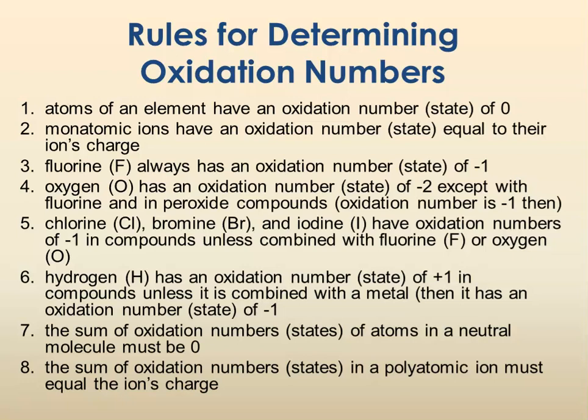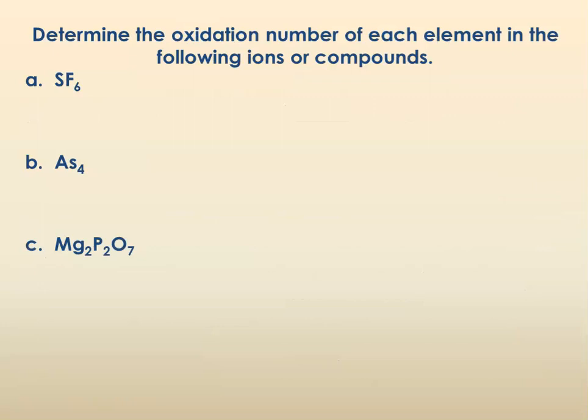If you have a neutral molecule, all of the oxidation numbers have to add up to 0, and if you happen to have an ion, all the oxidation numbers have to add up to that ion's charge. So for the elements that aren't listed here, you're going to have to use this information to help you determine what their particular oxidation states or oxidation numbers are.